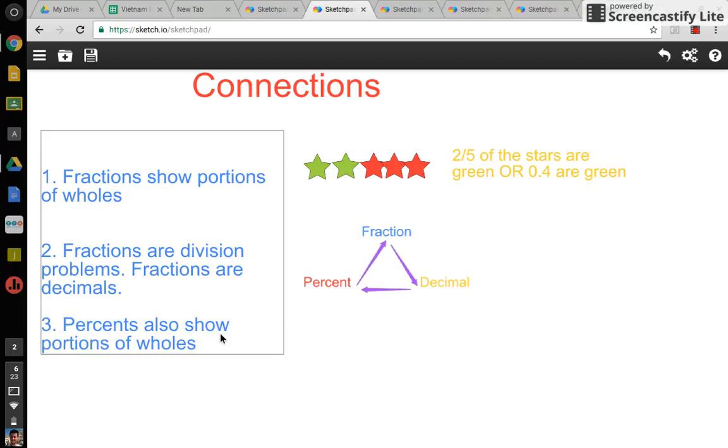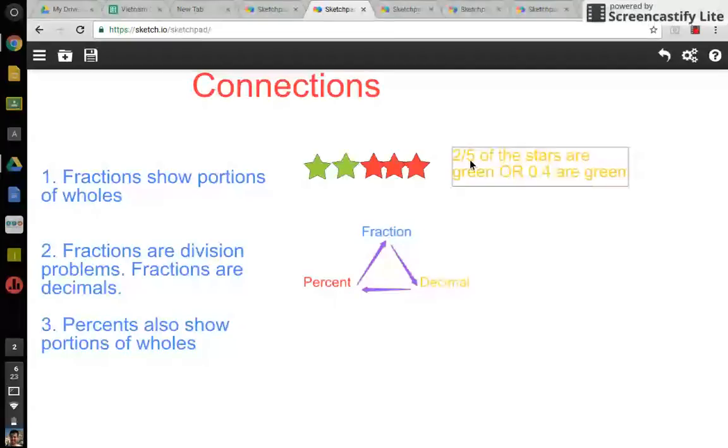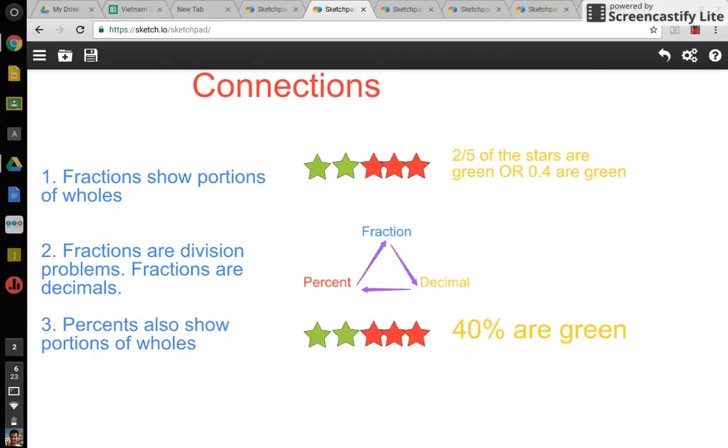And also percents show portions of wholes. So just like fractions show a portion of a whole, just like I can say that 2 out of my 5 are green, I can also show that as a percent. So 40% of my stars are green. It also shows a portion. Likewise, I can say that 60% of my stars are red. 60% of my stars are red, 40% of my stars are green, and altogether, all of my stars, 60% plus 40% makes 100%.